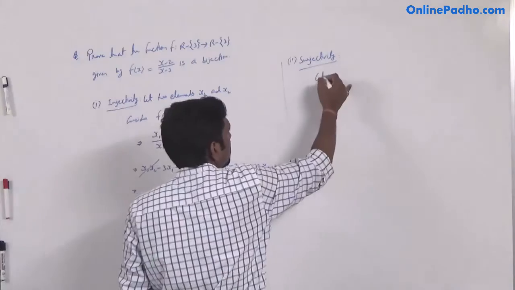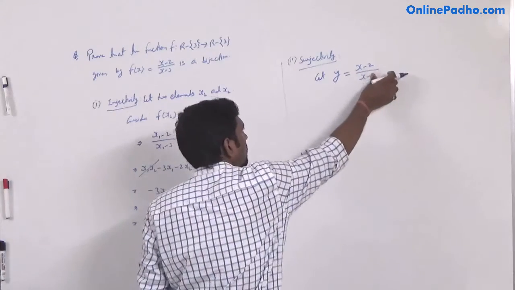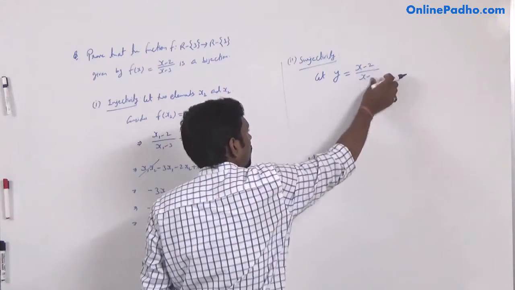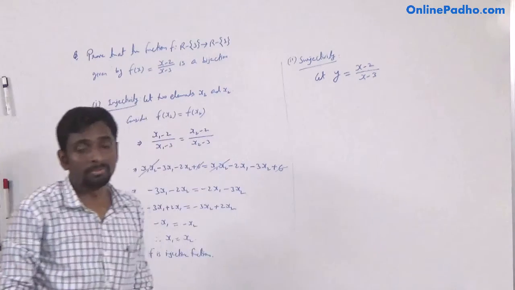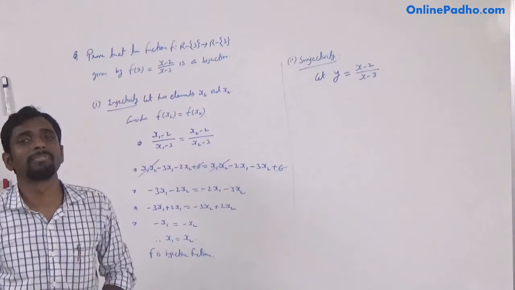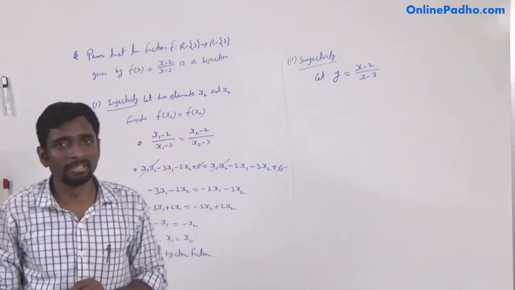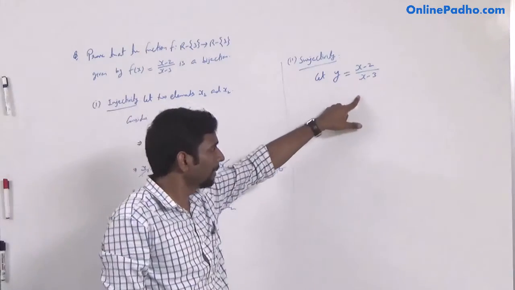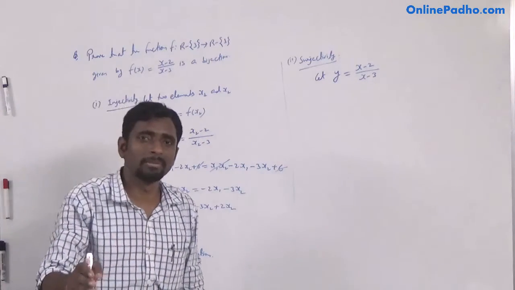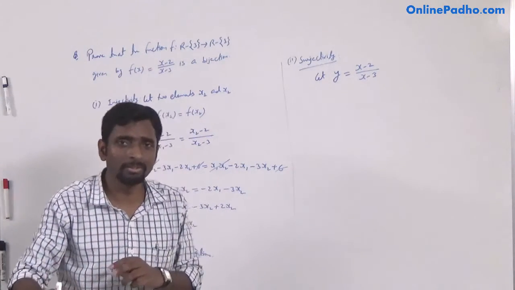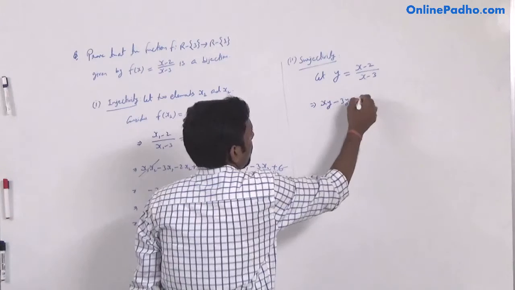Let us see. f(x) is equal to y equal to (x minus 2) by (x minus 3). If you have to find the range of a function, you need to simplify this function and write x in terms of y. That is the method to find the range of a function that we learnt in class 11. You write f(x) as y and simplify by cross multiplying and write x in terms of y. All possible values of y are called the range of the function. Then after cross multiplying, we get xy minus 3y equal to x minus 2.